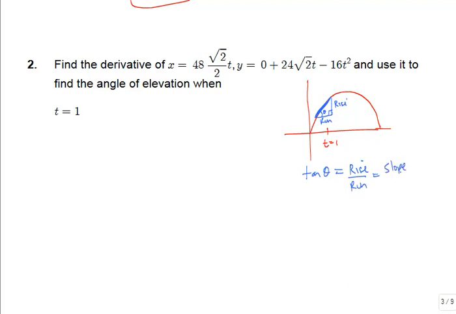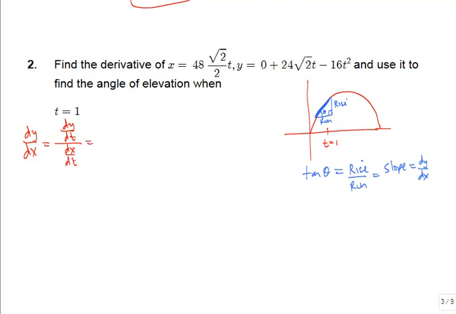So if we can calculate our slope, also known as the derivative, then we'll be able to figure out the tangent of theta, and then we can undo the tangent to find out what this angle of theta happens to be. So this slope is going to be our derivative, so let's work on finding that derivative first, and then we're going to set that equal to tangent of theta to help us find this angle of inclination. So what would dy/dx be for this particular problem? Remember, it's going to be dy over dt divided by dx over dt.